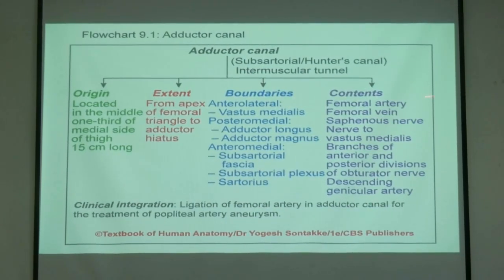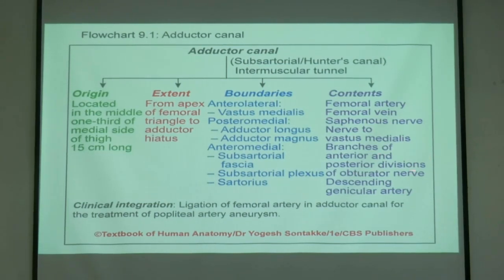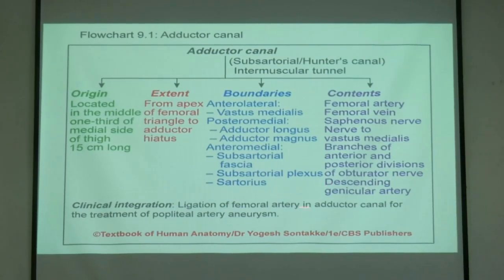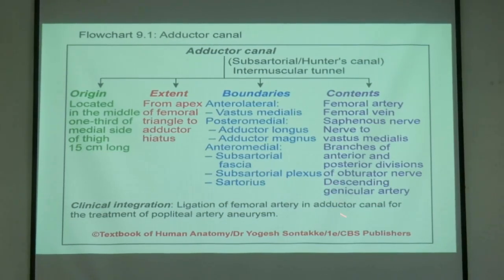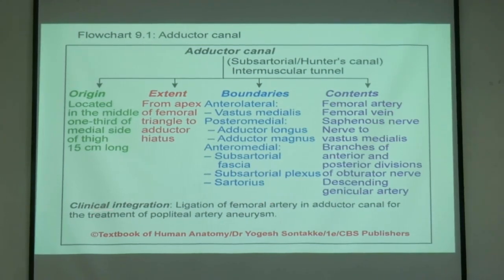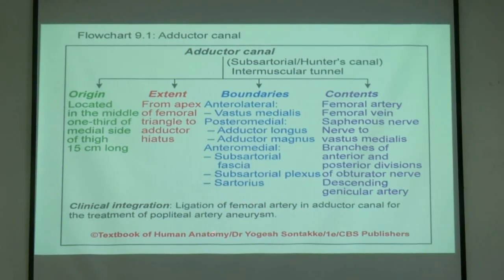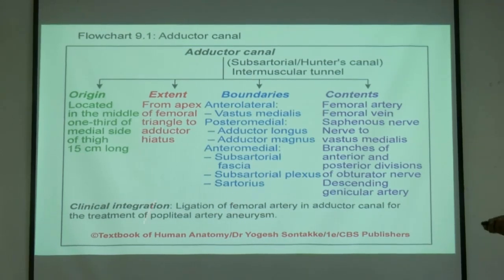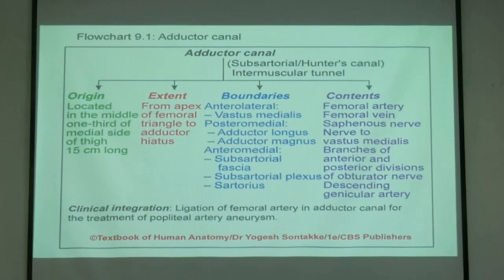What are the contents? Femoral artery, femoral vein, saphenous nerve, nerve to vastus medialis, branches of the anterior and posterior divisions of obturator nerve, and descending genicular artery. These are the contents of the adductor canal. What is the clinical importance of this canal? This is very important. Ligation of femoral artery is done in the adductor canal for the treatment of popliteal artery aneurysm. Very common aneurysm is this popliteal artery aneurysm.